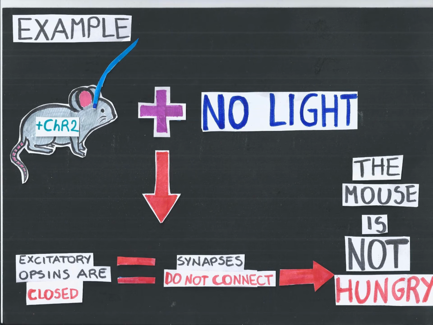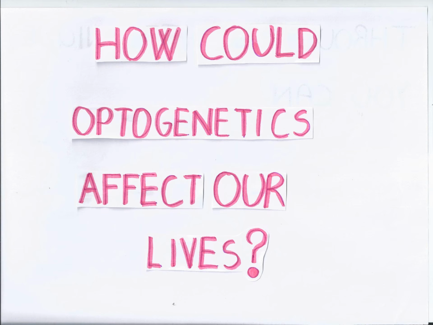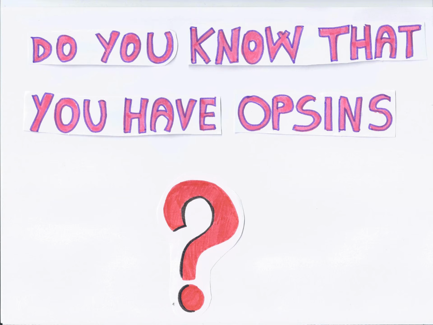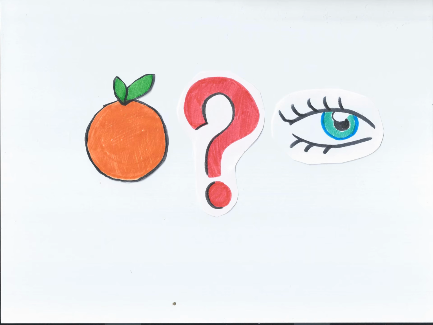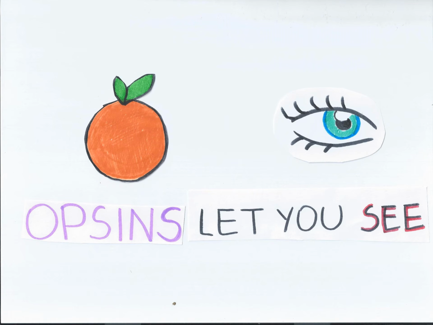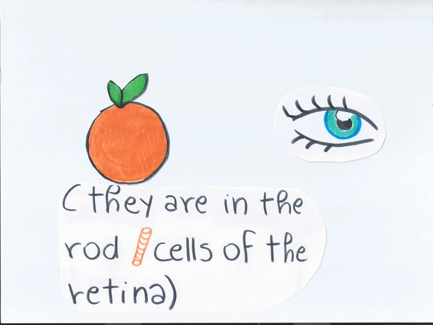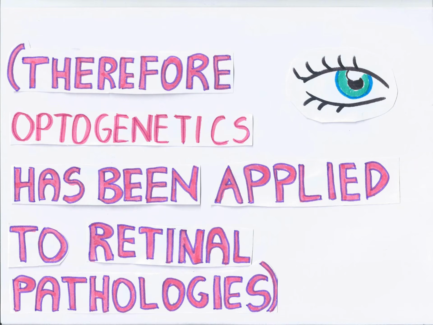How could optogenetics affect our lives? First, we have opsins in our eyes, in the retina, because in the retina we have cones and rods, and opsins can be found in rods, and they receive the light and send the message to the brain. This is the reason why optogenetics at the beginning has been applied mainly in retinal pathologies.